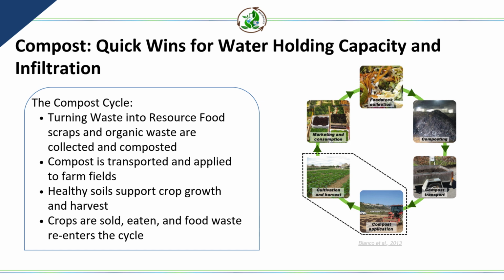The compost cycle works like this. 1. Food scraps and organic waste are collected and turned into compost. 2. Compost is transported and applied to farm fields. 3. Healthy soils support crop growth and better harvests. 4. The crops are sold, eaten, and eventually, food waste re-enters the cycle. Adding compost improves soil structure, increases water retention, and helps crops grow stronger with less irrigation. It's a great example of turning waste into a valuable resource for farming.